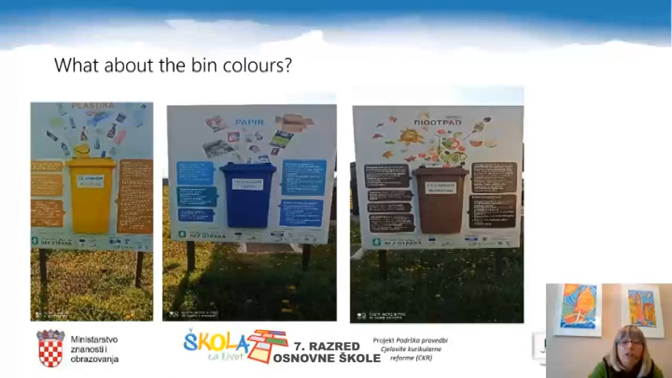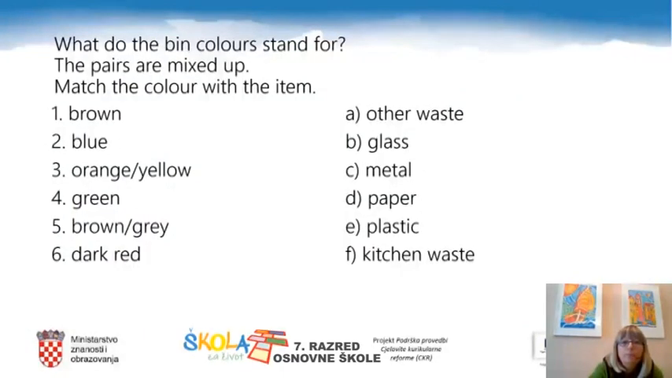What can you see here? Actually, you can see the bins, waste bins. They are all of the same size, but they are of different colors. What about them? What do the bin colors stand for? The pairs are mixed up. Your task is to match the color from the left side with the item on the right side. Please do it in your notebooks.